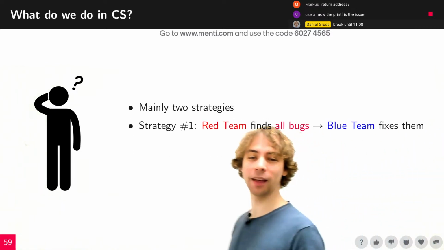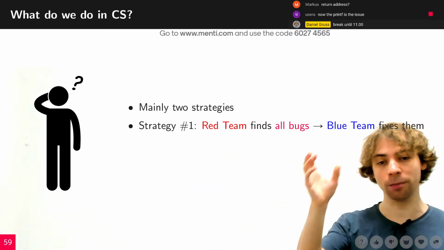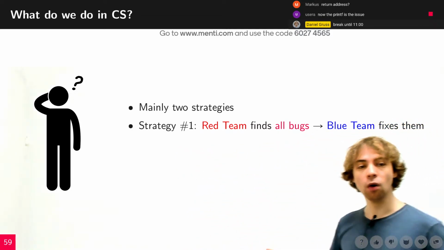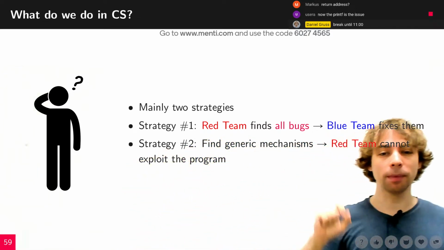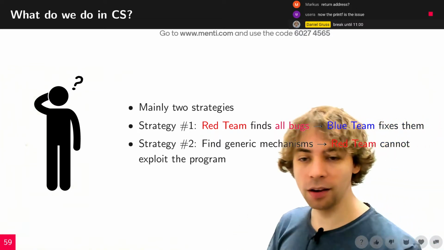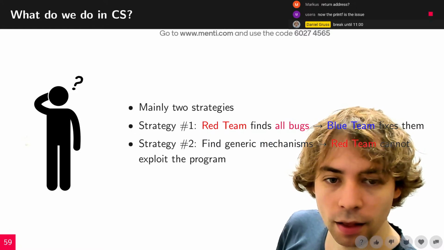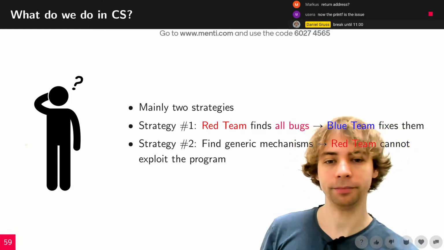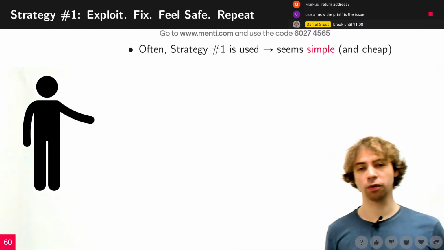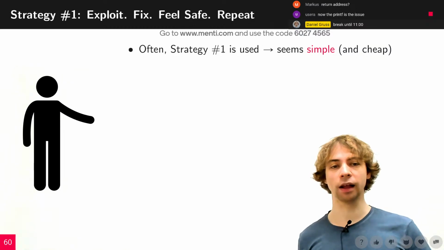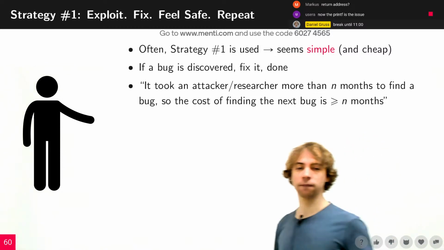So what do we do? There are mainly 2 strategies. Strategy 1 is the red team finds all the bugs and reports them to the blue team, and the blue team fixes them. Or strategy 2, the blue team tries to find generic mechanisms, and the red team should then not be able to exploit the program anymore. Very often strategy 1 is used because it seems simple and cheap. If a bug is discovered, you fix it, you're done.